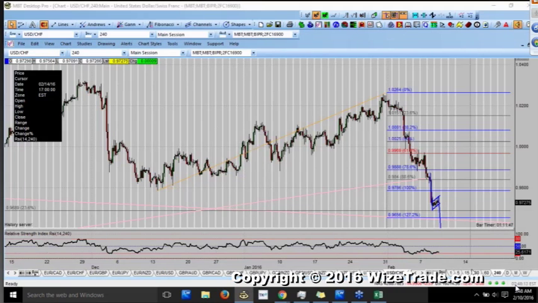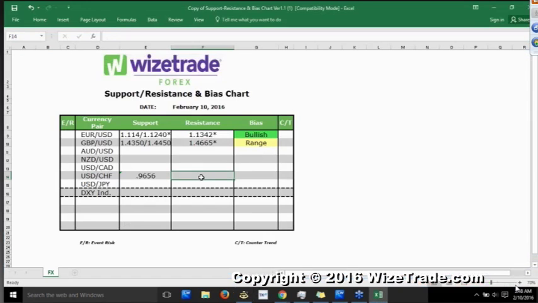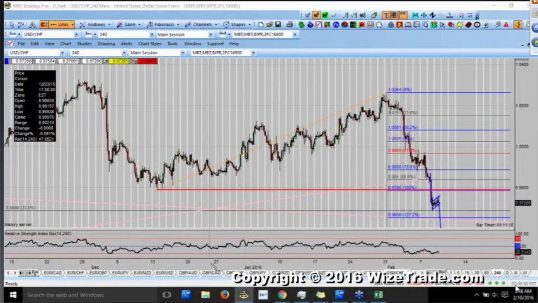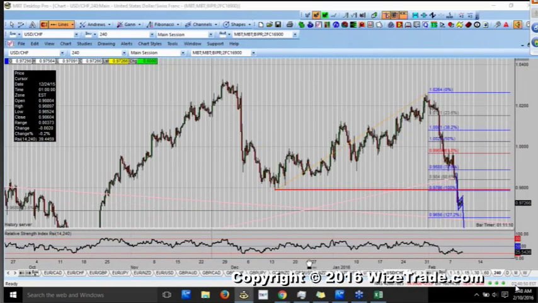Now resistance is basically 97.85, which is this, right? So we'd have to take out 97.85 to take the downside pressure off. Okay. And right now, I'm going to put it as it's still a range, but we'll see. We'll see what happens a little bit later today.